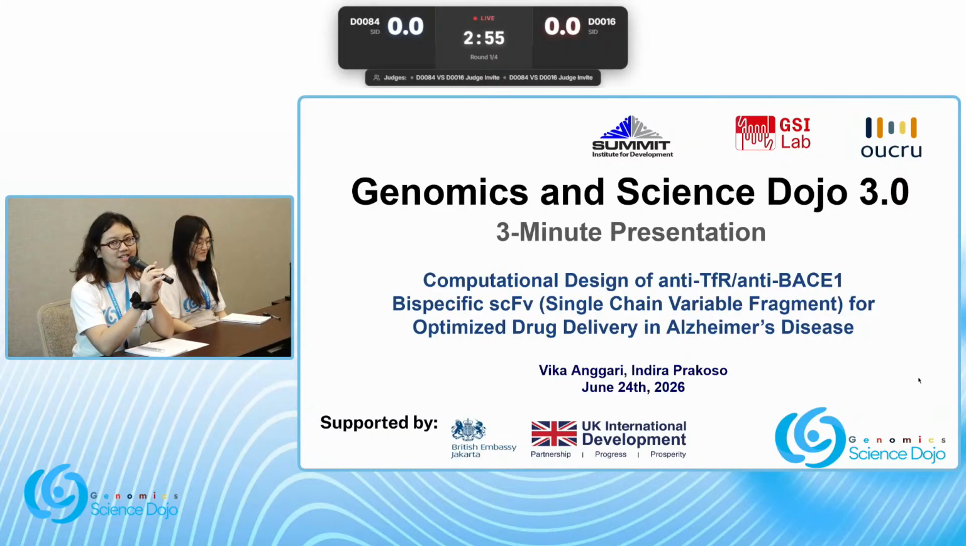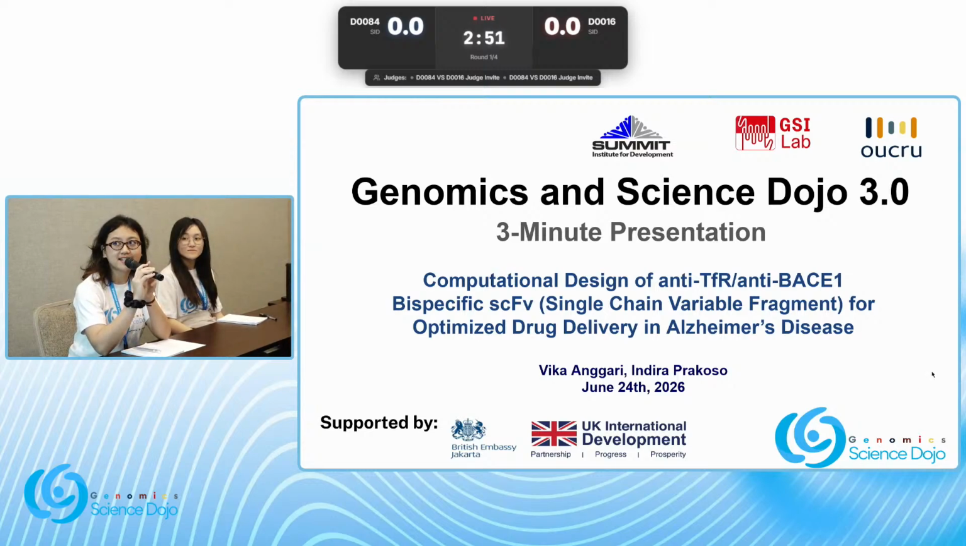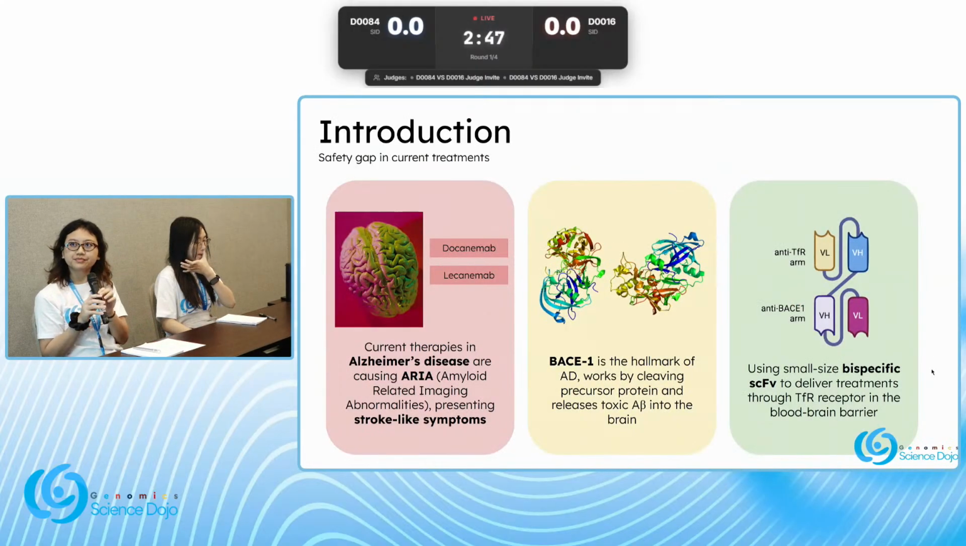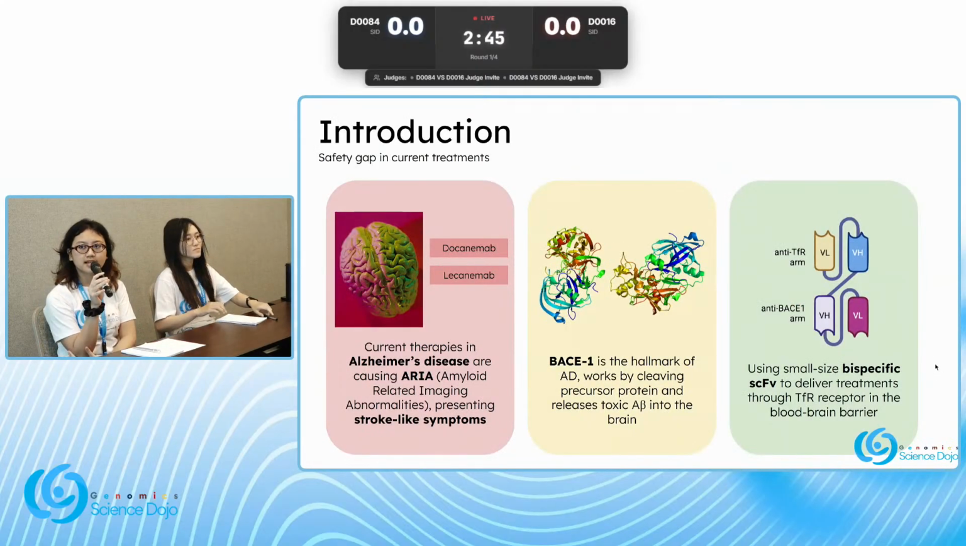Today we're going to present our study, Computational Design of Anti-TFR, Anti-BACE1 Bispecific scFv for Optimized Drug Delivery in Alzheimer's Disease. Current therapies in Alzheimer's disease, mostly consisting of conventional antibodies, are causing ARIA, or amyloid-related imaging abnormalities, presenting stroke-like symptoms due to the disruption of the blood-brain barrier, especially in people with high genetic predispositions.